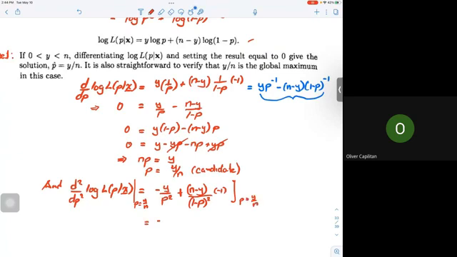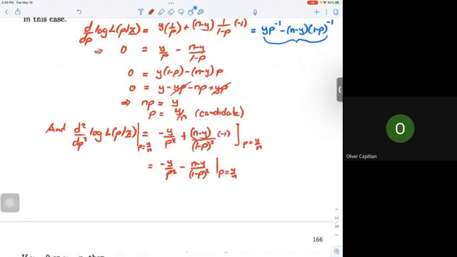So sabihin natin negative y over p square minus n minus y over 1 minus p quantity square. Then we evaluate that at p equals y over n. So pag-evaluate natin yan, we have this result. We have negative n square over y minus n square over n minus y. And obviously, this is less than 0.